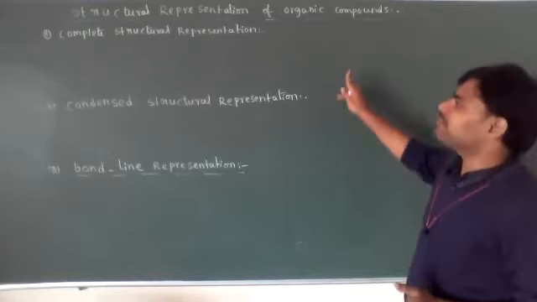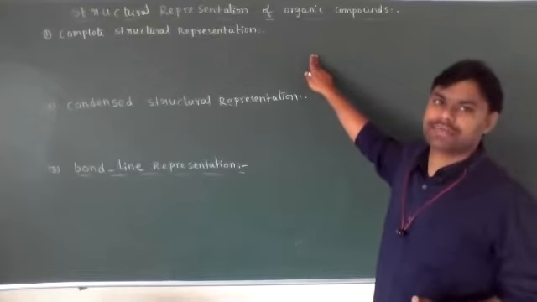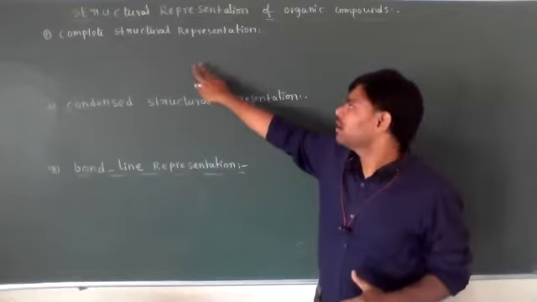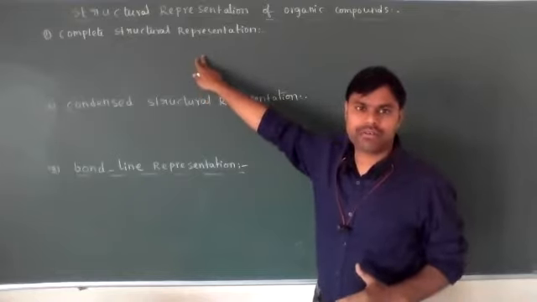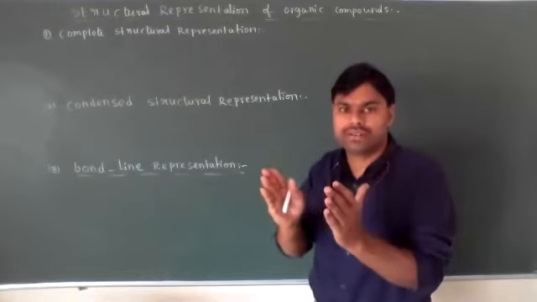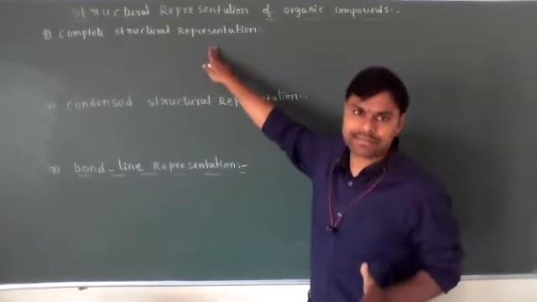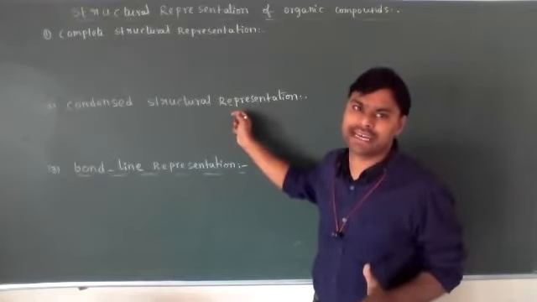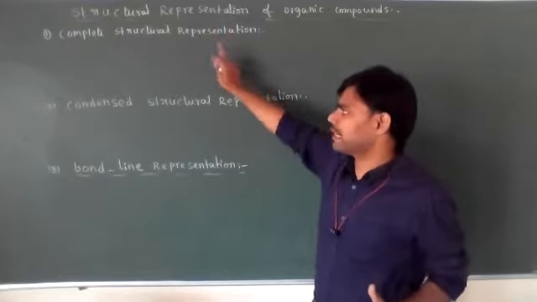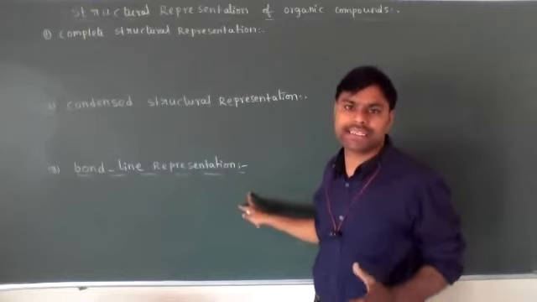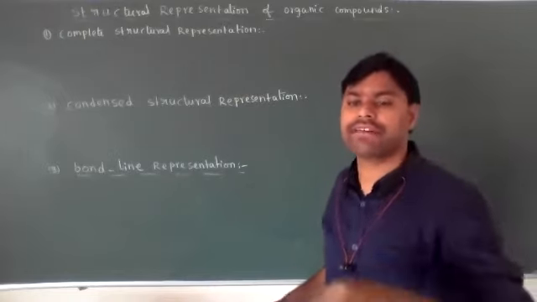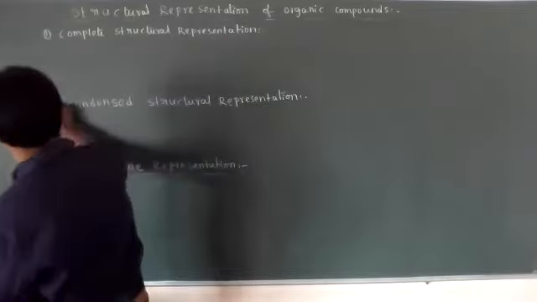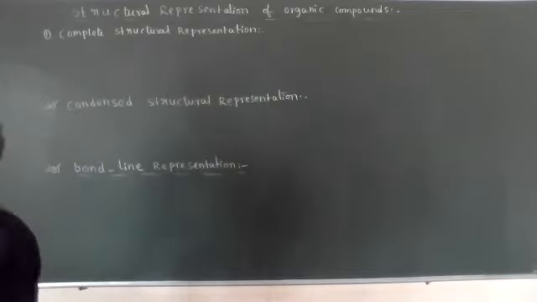Among that, three main important structural representations are present. One is complete structural representation, or completely writing the structure of the organic compound. The second one is condensed form. Compared to complete structural representation, condensed form we can write very easily and it takes less time. Compared to these two, bond line representation takes very less time and we can write very fast also. So mostly everyone follows these two representations only.